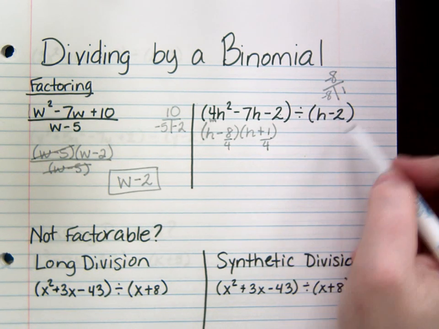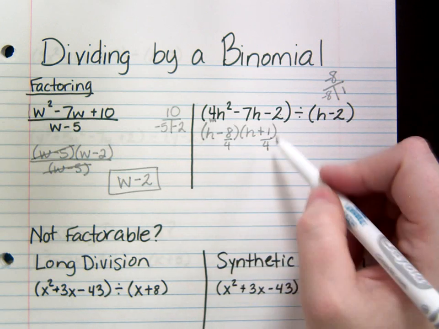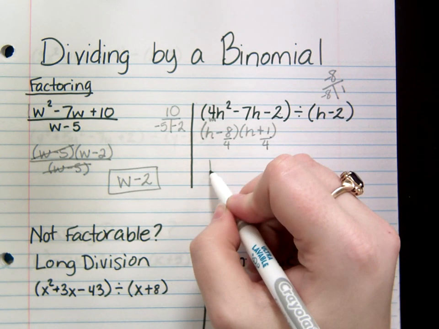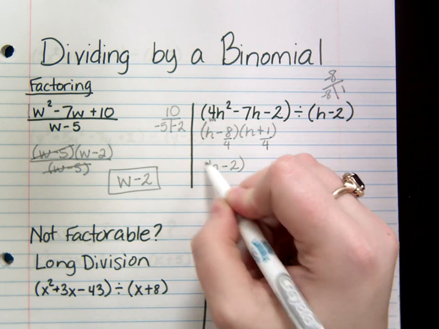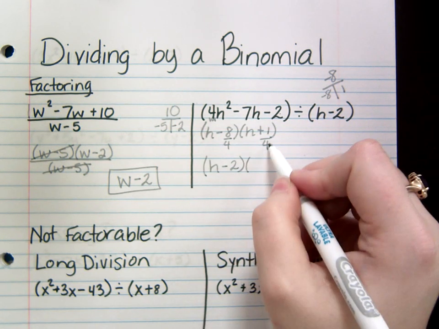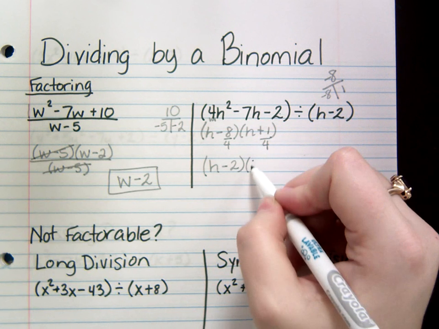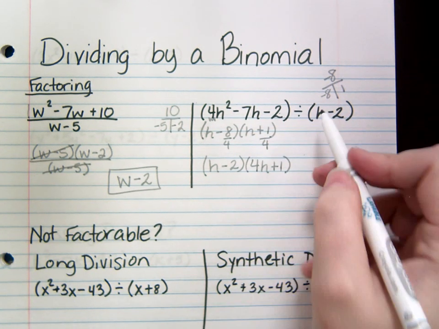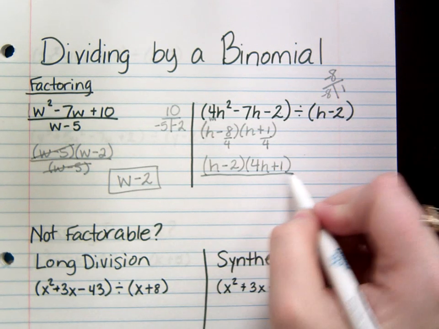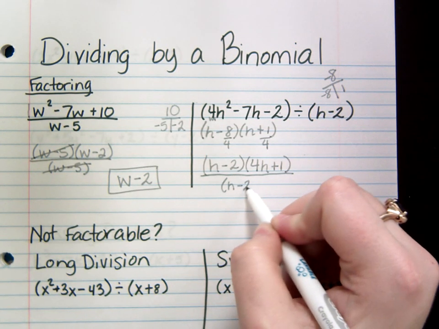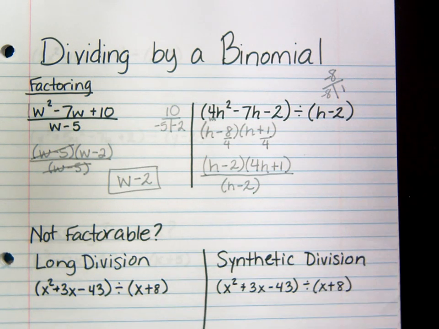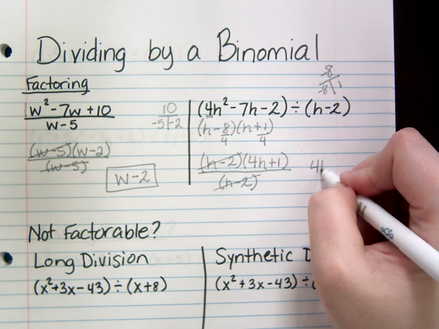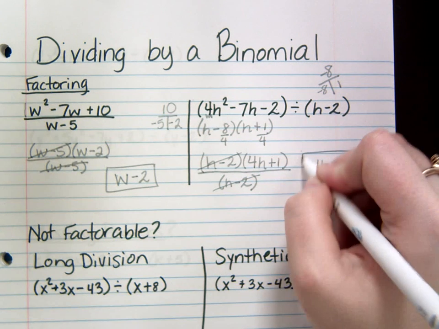Now, we're still dividing by h minus 2. I'm just going to simplify this part first. So if I simplify this part, we have h minus 2, and here 1/4 does not simplify, so I'm going to bring the 4 over here. And don't forget, again, we are dividing by h minus 2. So these cancel out, meaning this was equal to 4h plus 1.